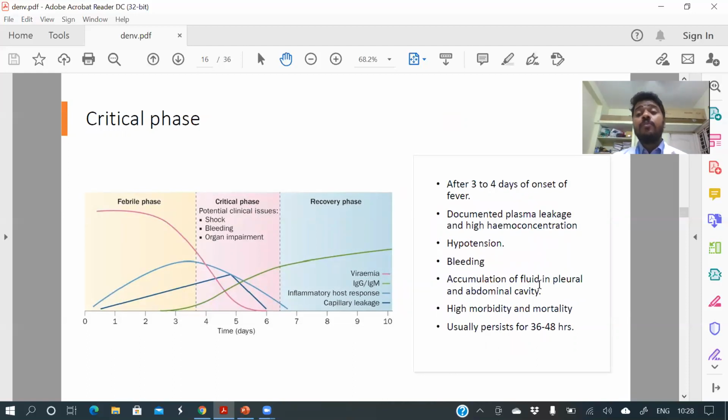Critical phase: after 3 to 4 days of onset of fever, there is documented plasma leakage and high hemoconcentration. Hypotension, bleeding, and accumulation of fluid in the pleural and abdominal cavity occur, and high morbidity and mortality happen in this critical phase only. I have explained that all these severe manifestations of dengue happen in this phase only because of this fluid leakage. This phase usually lasts for 2 to 3 days, and the day span will be from day 4 to day 7 most of the time.